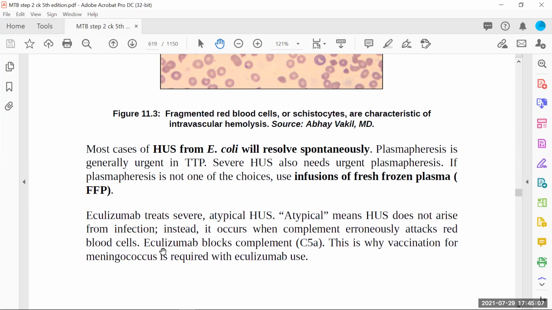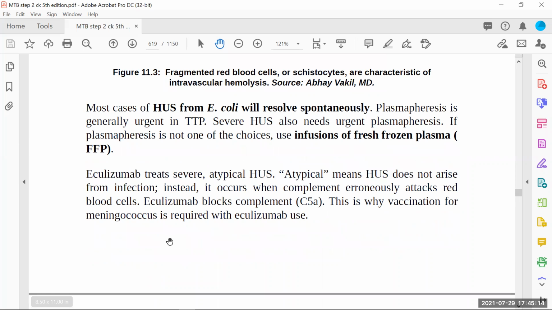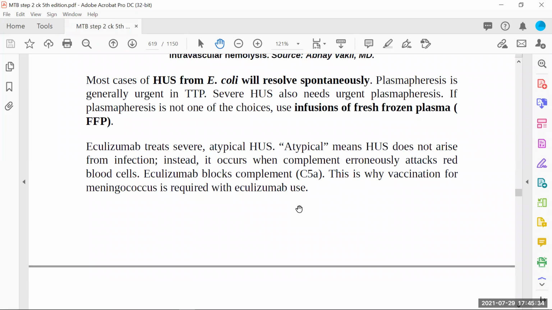So if you are using something against these complement proteins, you have to make sure that other things do not go wrong. That's why they're saying we have to always give meningococcal cover when we are giving any kind of antibodies from outside. Why? Because they are going to work on the complement system, and the complement system is responsible for maintaining the whole bleeding and clotting. Remember, the classical pathway and alternate pathway are the pathways of formation of clot.